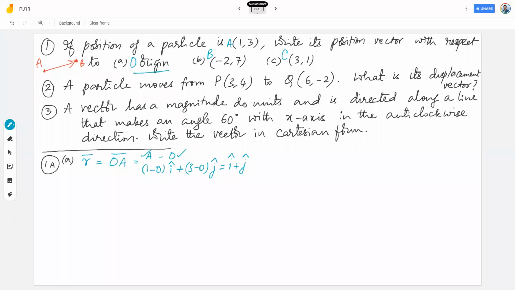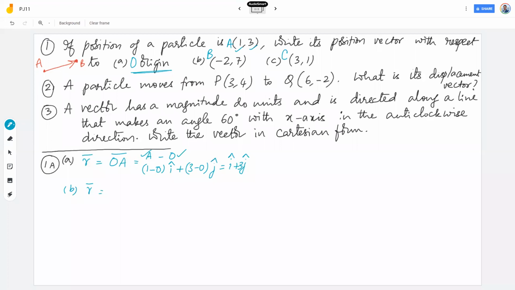With respect to the origin, it is very simple: i cap plus 3 j cap, that's all. What is the second question? Question B. They are asking you to find the position of the particle at A with respect to B.